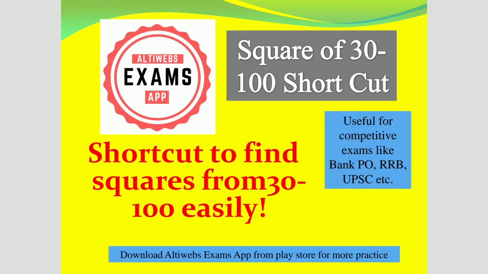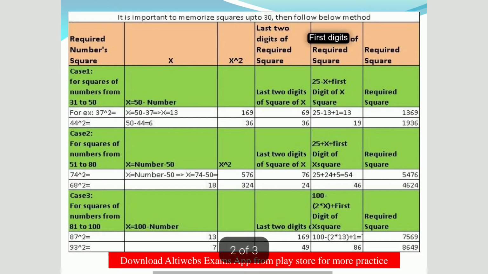Now let me go to the concept. There are three cases. If the number falls between 31 to 50, there is one method. If the number falls between 51 to 80, there is a slightly different method, and 80 to 100 also has a slightly different method. So there are three cases. The first thing you have to understand is in which case your number falls.